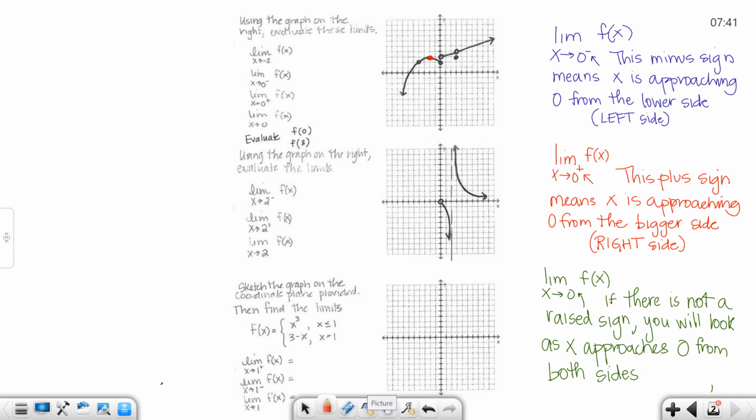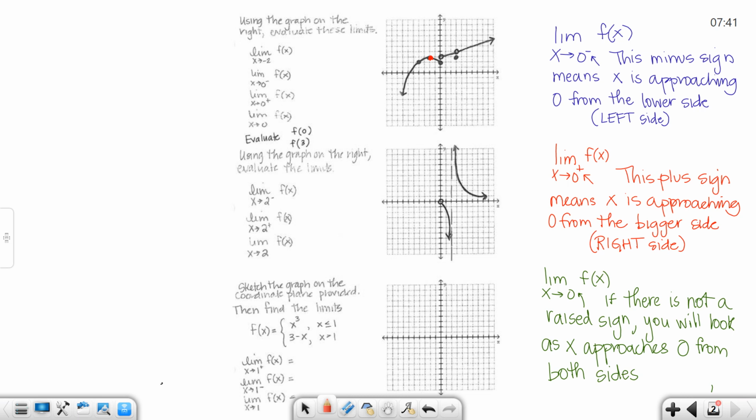In this section we're talking about limits, and we're evaluating limits using the graph. You'll see that I have graphs listed for you. You can find blank copies of these graphs inside your Canvas course. There are three different things I want to point out, and I've already written the rules out for you.